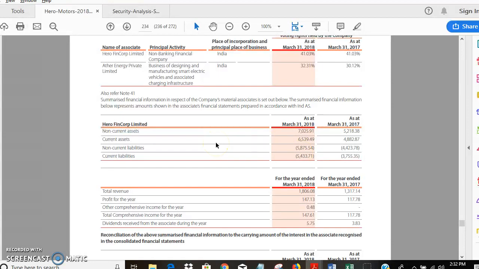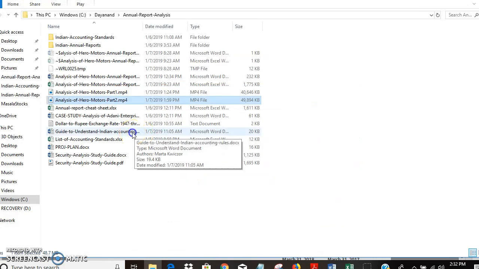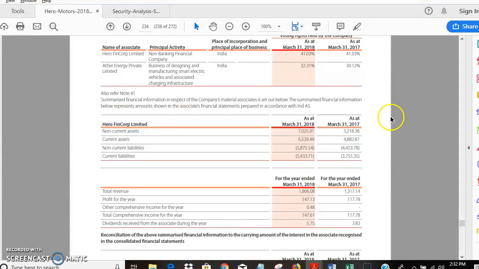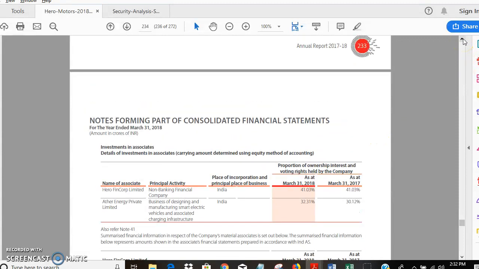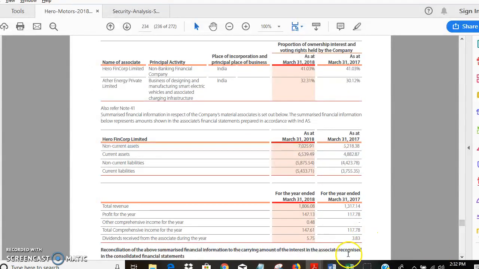So there are two types of accounting. If you look here, let me bring up the cheat sheet. I have a small guide to understanding Indian accounting standards. So an associate, basically this is an associate, right? Let's go back here and refresh. So, investments in associates. They're talking about what kind of money they have put in associates.